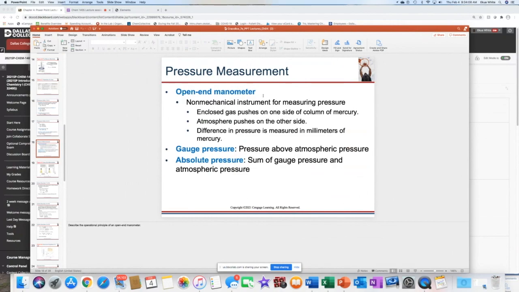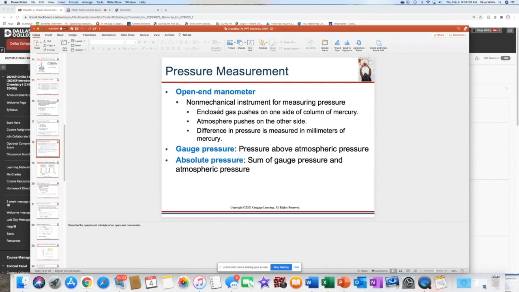With the open-end manometer, there is a question that goes with this part here. I won't work the question here because I actually do have a question on my iPad slides. So I have some questions there. But what I'm going to mention is you want to know how to figure out the pressure in an open-end manometer.